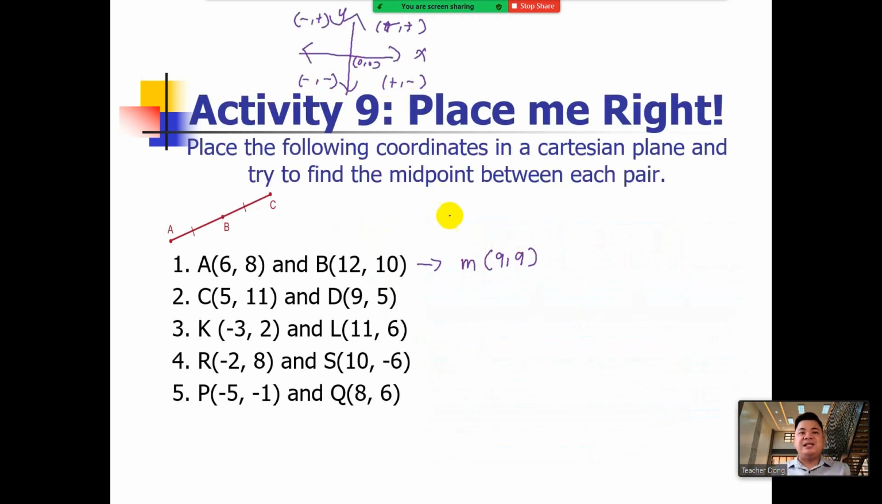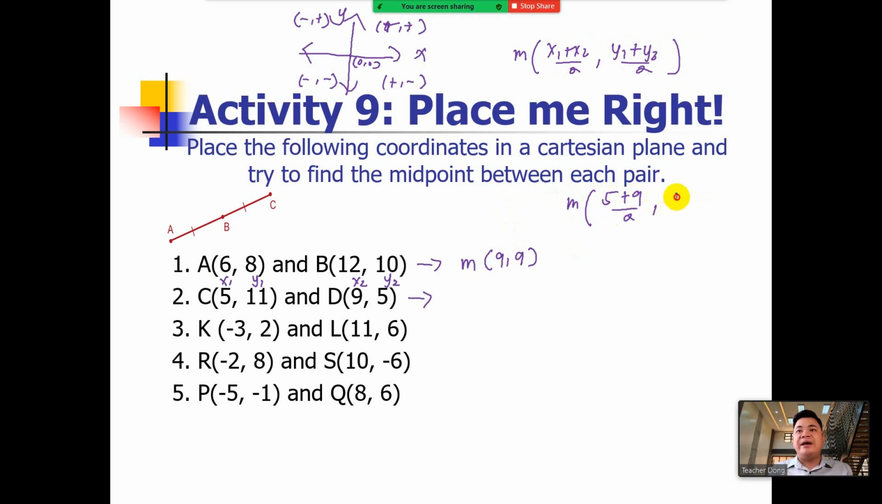Now, let's go back here. Let's have number 2. For number 2, we have point C (5, 11) and point D (9, 5). To avoid confusion, you have to mark them. 5 is your x sub 1, 11 is your y sub 1, your x sub 2 is 9, and your y sub 2 is 5. Of course, we have to use the midpoint formula, x sub 1 plus x sub 2 over 2, and y sub 1 plus y sub 2 over 2. The next thing is to substitute the values. For number 2, we have M, the midpoint, then 5 is your x sub 1 and your x sub 2 is 9, over 2.